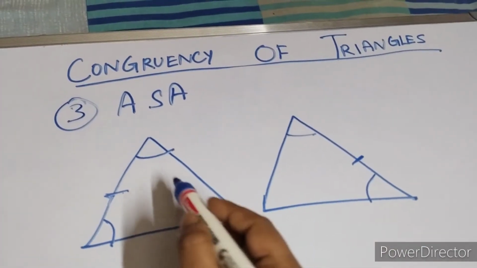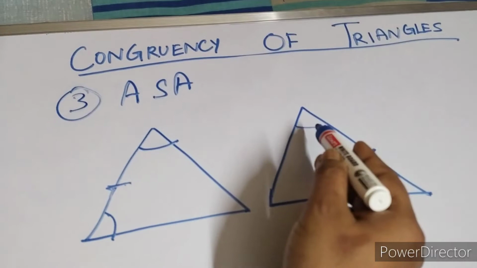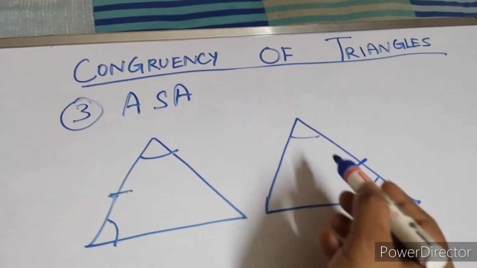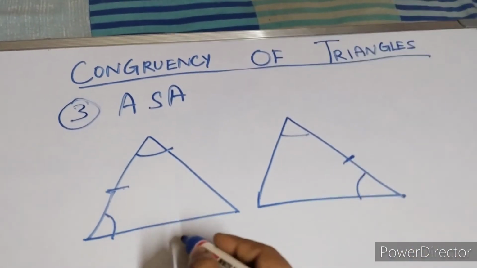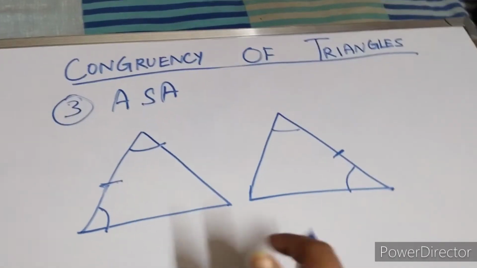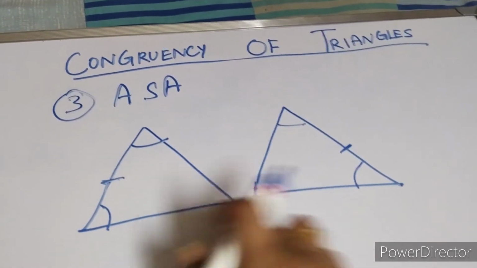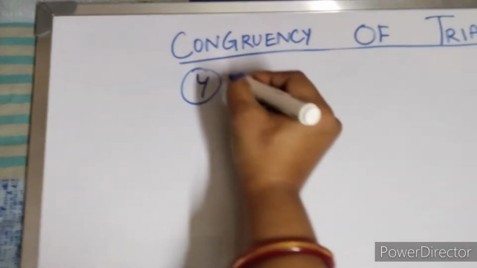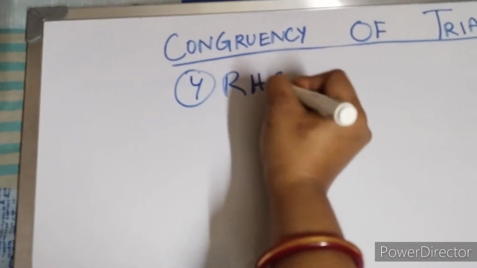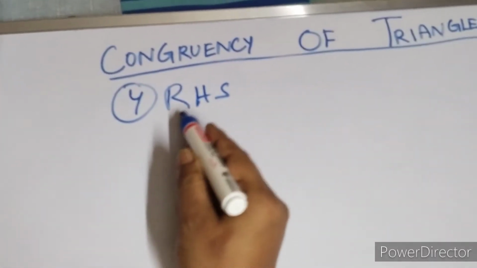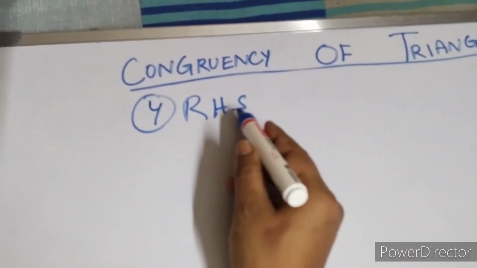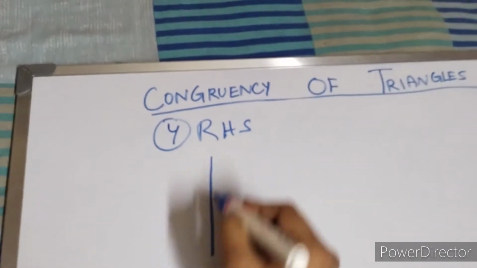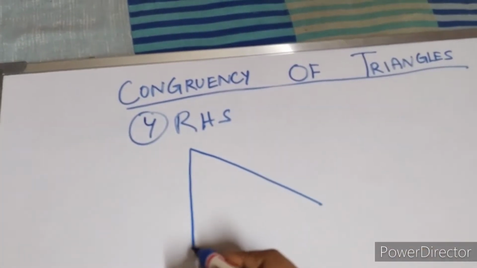In two triangles, if one angle is equal to another angle and one side is equal to this side, then by the angle side angle property we say that these two triangles are congruent to each other. Now we come to the last criteria, that is the RHS. As I said, R means right angled, H means hypotenuse and S means side. So of course the triangle should be a right angled triangle.